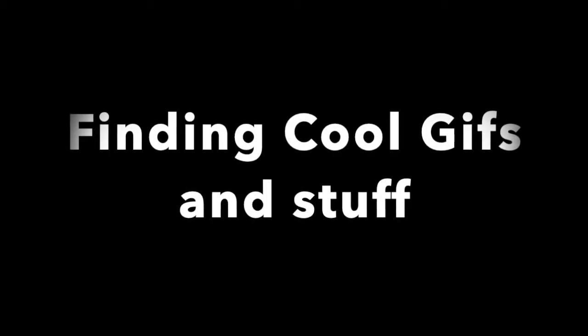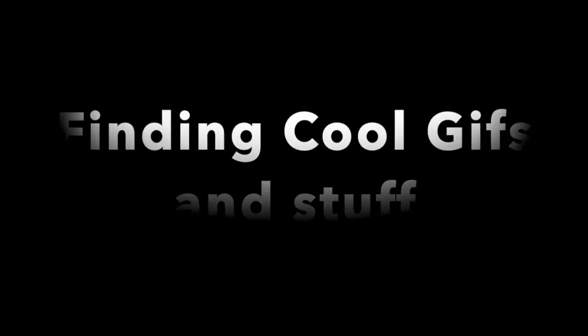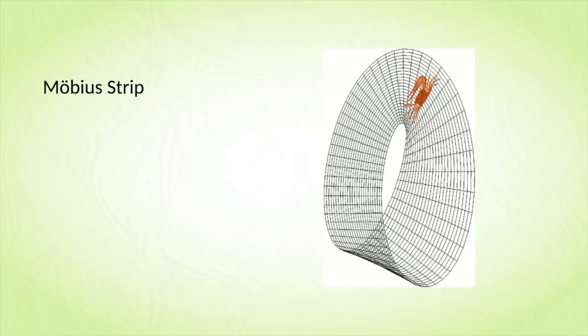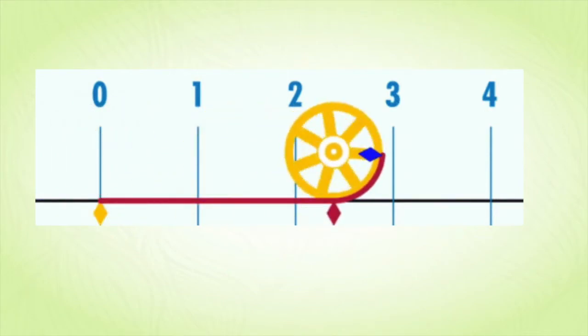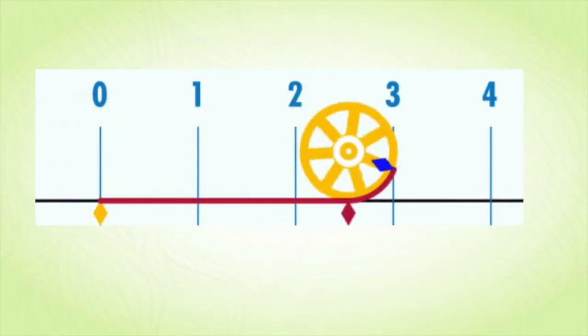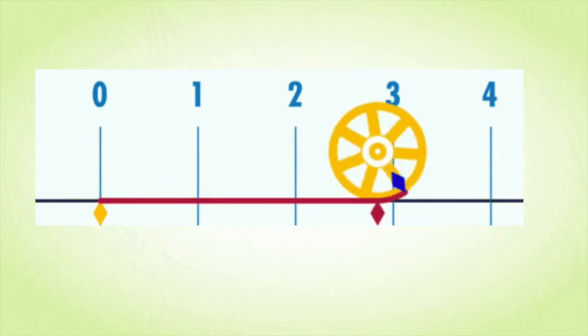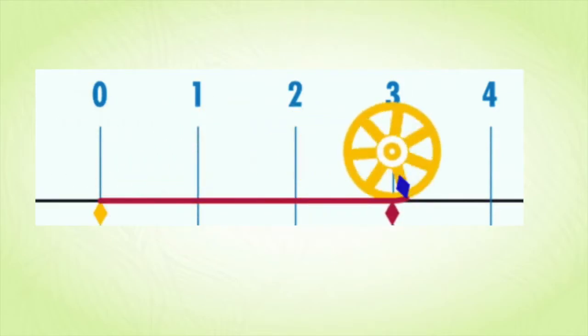With the internet these days, you can find so many cool graphical representations. You can find the Moebius strip. You can find an illustration of what pi represents. As it goes around the circle, it makes it easier to understand.